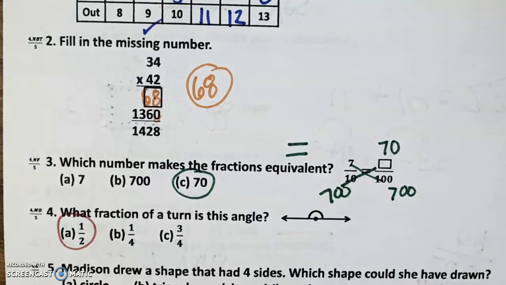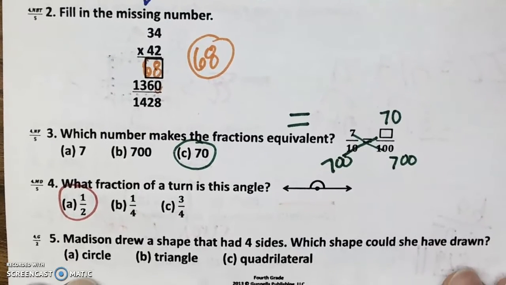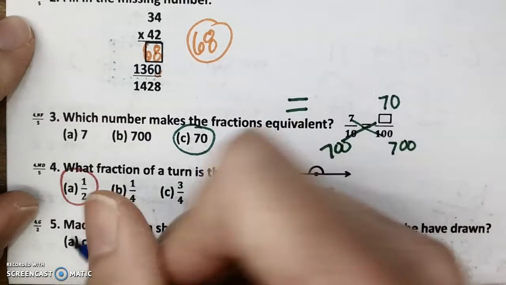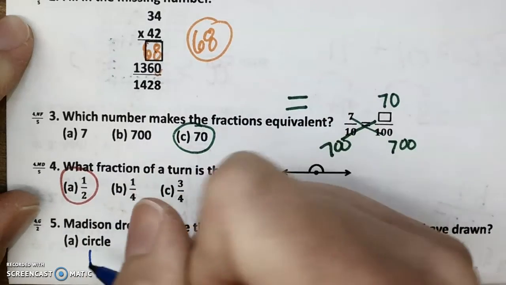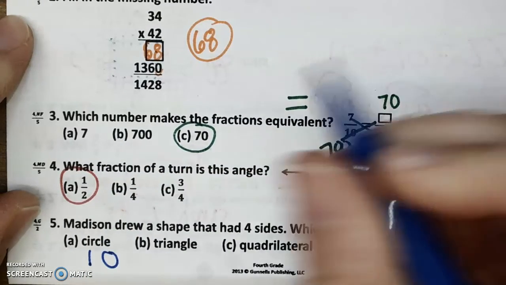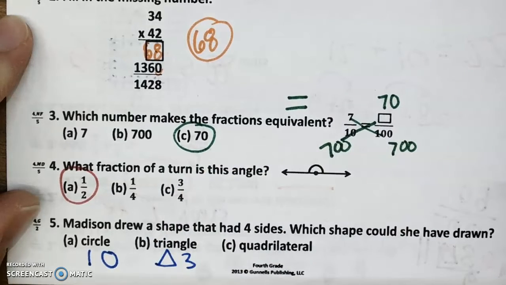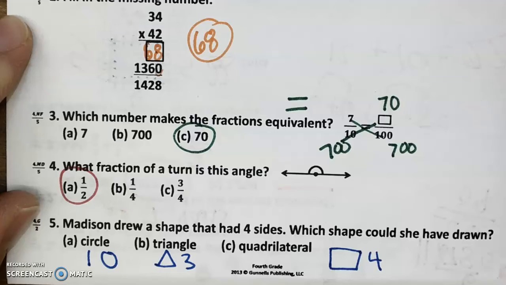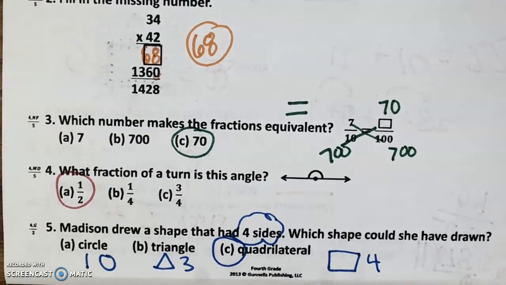Okay? And then for the last one, it says Madison drew a shape that had 4 sides. Which shape could she have drawn? Well, if you know about your geometric shapes, you know a circle technically, I guess, would have 1 because it's one full shape that's curved. Triangles have 3 sides, and then quadrilaterals, which would include squares, rectangles, a rhombus. All of them have 4 sides. So if they say 4, the answer would have to be quadrilateral.